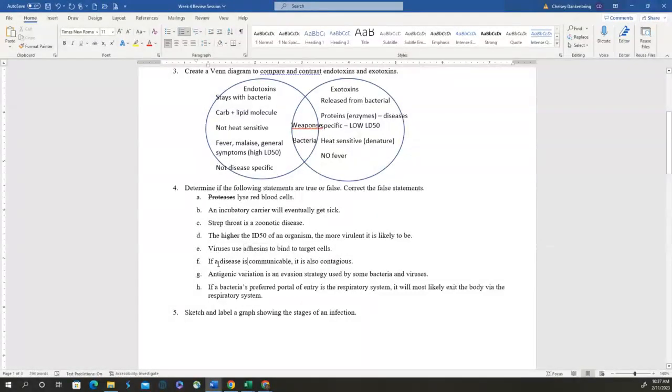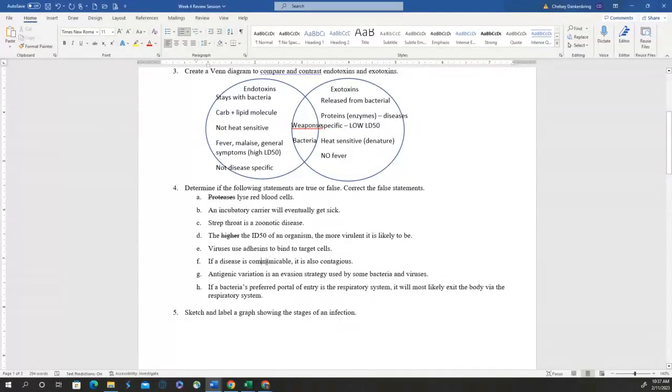All right, so for F, if a disease is communicable, it is also contagious. This is false, okay? So remember, communicable means it can be spread. Contagious means it's spread really easily.